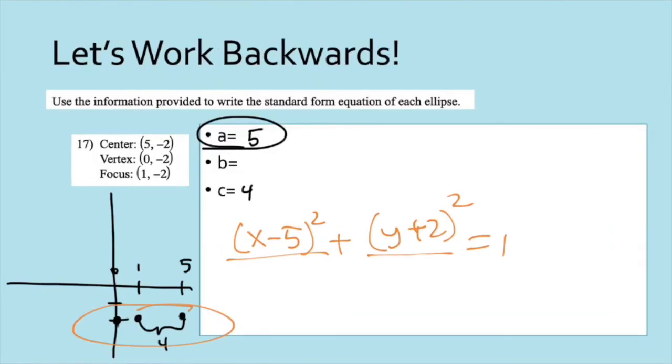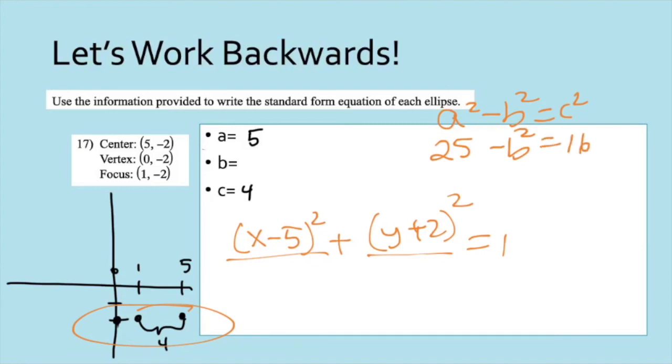Okay, we're going to find that b value by plugging it into the equation: a squared minus b squared equals c squared. For that a squared, we're going to plug in the 5, make it 25, minus b squared that we're looking for. We're going to plug the 4 in for the c squared to make that 16. We'll move the 16 to the other side by subtracting, and we'll get b squared equals 9. At this point, we can just plug everything in.